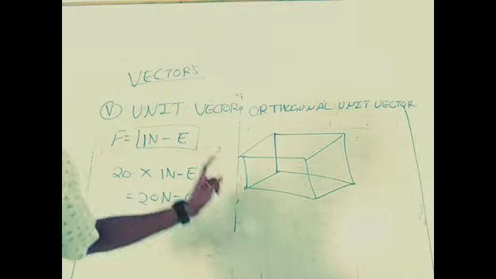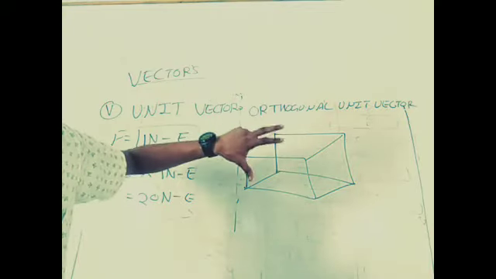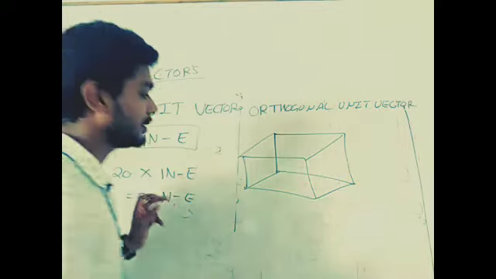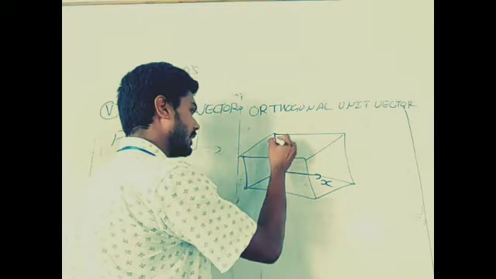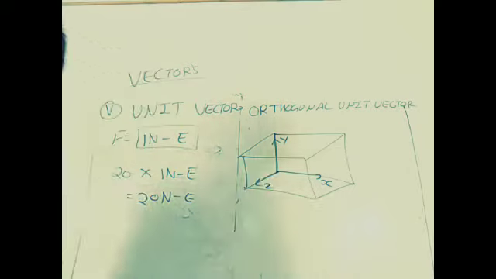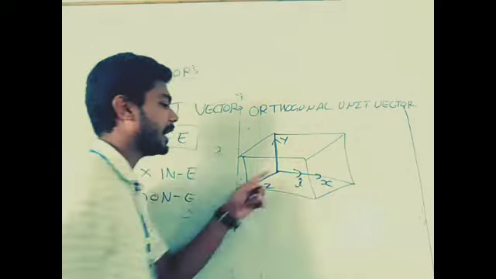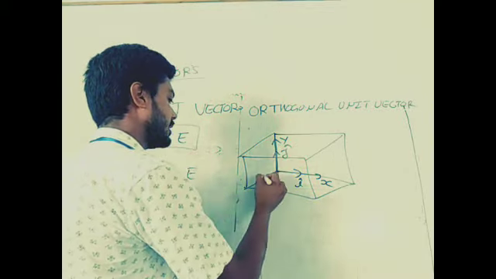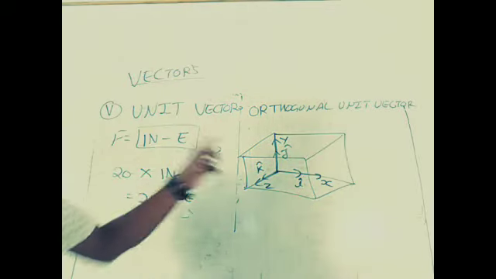Students, we can understand unit vectors, orthogonal unit vectors, using this cuboid. Suppose this cuboid is a room. This is the length, which is the x-axis. This is the height, which is the y-axis, and this is the width, which is the z-axis. Then in the x direction you will use the symbol i cap, in the y direction the symbol j cap, and in the z direction the symbol k cap.